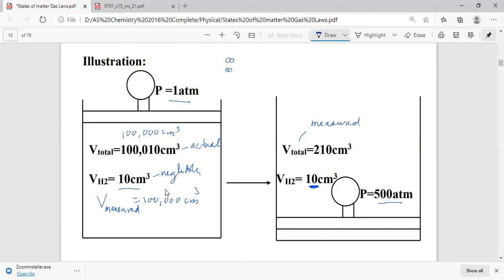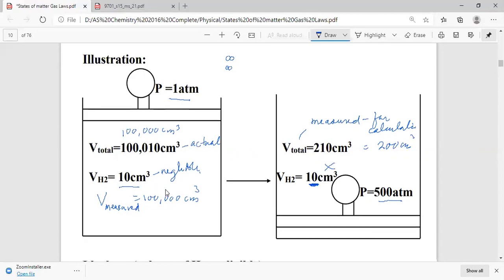But the volume that we accounted for, let's say we measured for calculation, means that we neglect the 10. Then the volume is equal to how much? 200 cm cube. Which means we say this is negligible, right?